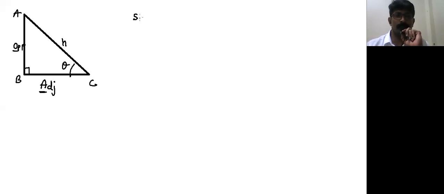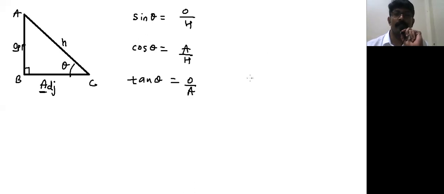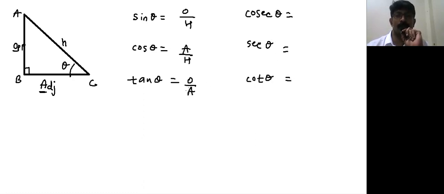Then we learned the six trigonometric ratios. With respect to this theta: sine theta, cos theta, and tan theta. What were sine, cos, and tan? They were O upon H, A upon H, and O upon A, isn't it? Then we learned cot theta, sec theta, and cosec theta. Students, keep writing along with me. Cot theta is the reciprocal of tan theta, so it is written as A upon O.